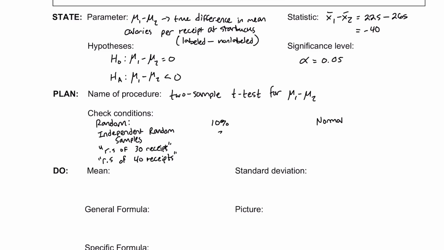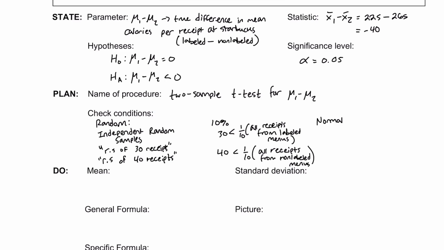10% condition: 30 is less than a tenth of all receipts from labeled menus, and 40 is less than a tenth of all receipts from non-labeled menus.